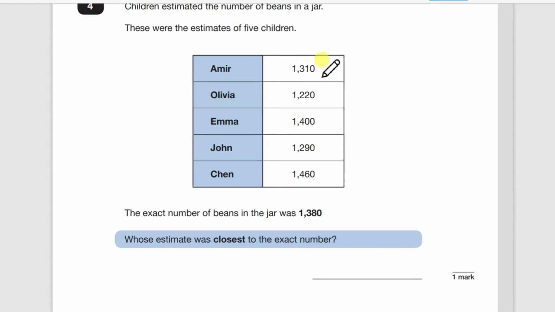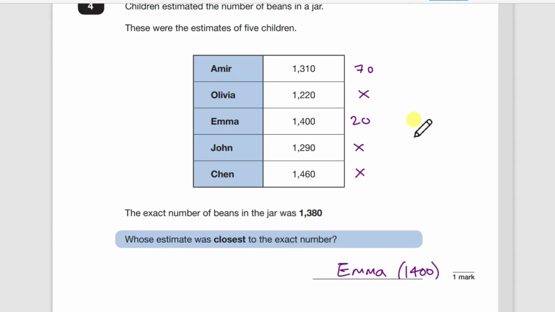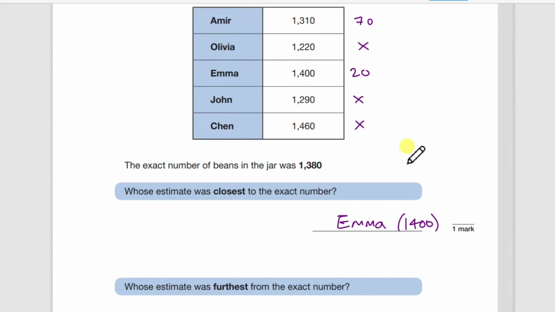So let's see. Let's start with Amir. You've got 1,310 versus 1,380. If you subtract them, he was basically 70 away. Olivia is even further down, so it can't be Olivia. 1,400. Wow. The difference between these two is just 20. So it looks like Emma's winning. John, that's way too low. And Chen, that's way bigger than Emma, so it can't be. So the only possibility must be Emma. She got 1,400. In this case, you can write the name or the value. I'll put both, just to be safe.